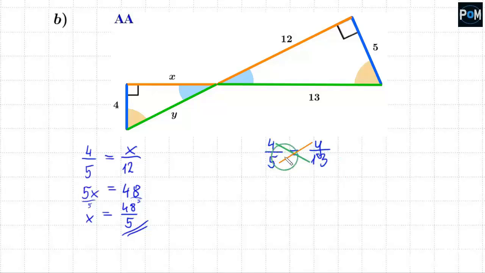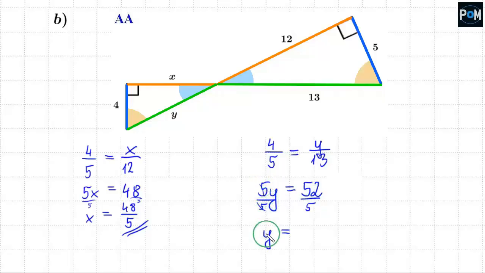It goes like this. 5 times y is 5y. That equals 4 times 13. 4 times 13, that is 52. I'll divide it all by 5. Here 5 at the bottom, and here 5 at the bottom. Here the 5's cancel out, leaving y, and nothing happens here. We write that it is 52 fifths. If someone really wanted, you could convert this to a mixed number, but it's not necessary. That would be 10 and 2 fifths.